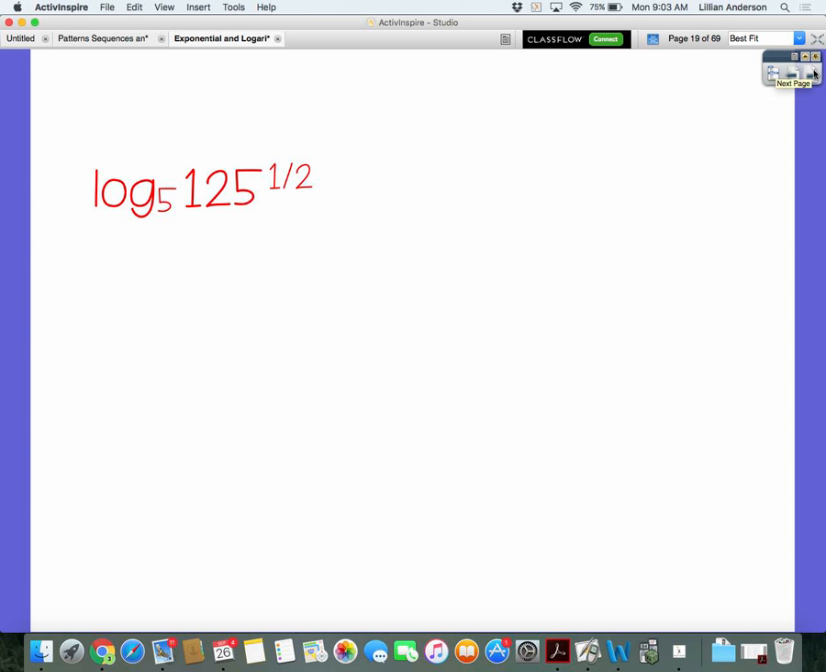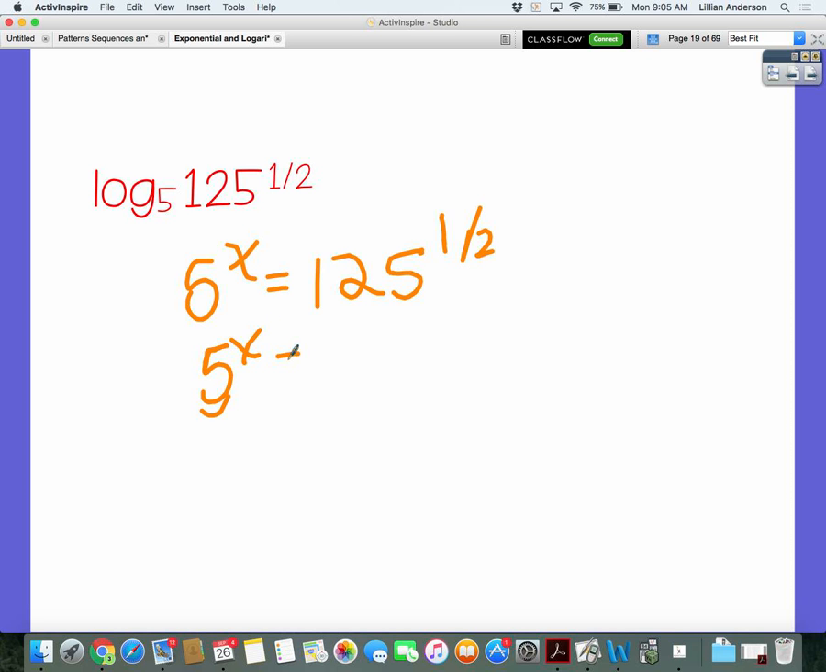Here's the next one. You have log base 5 of 125 to the 1/2. I'll give you about a minute and a half for this one. It is 3/2. You'll write it as 5 raised to the x equals 125 to the 1/2. Remember the rule: get the same base. 125 can be written as 5 to the what? 5 to the 3rd. What are you going to do with that 1/2 and that 3? And that's how you get 3/2.